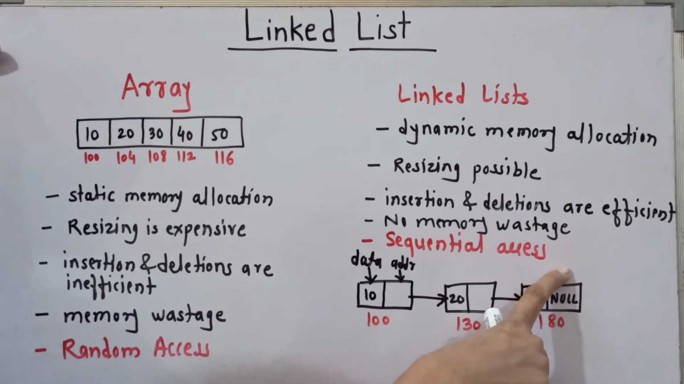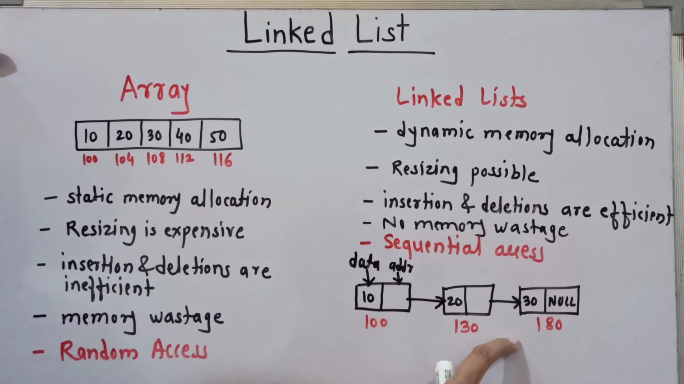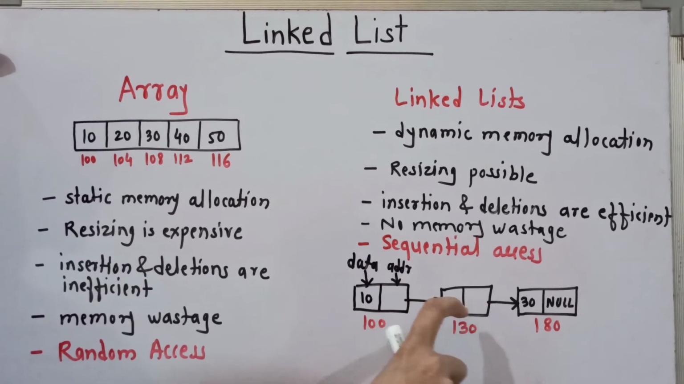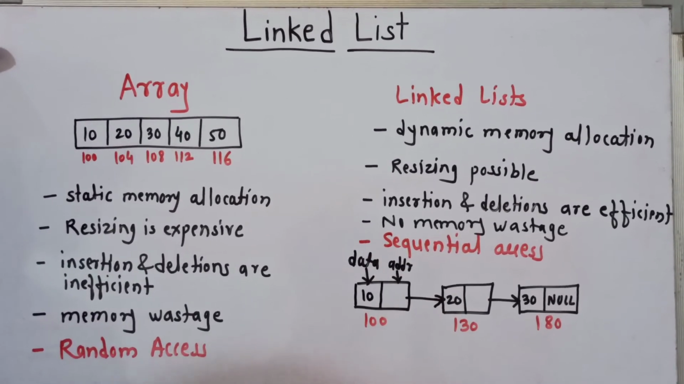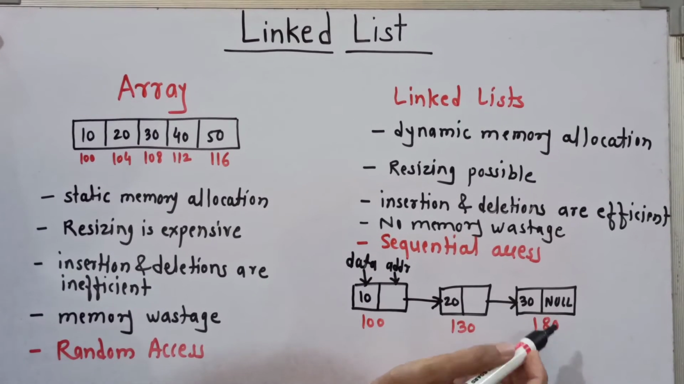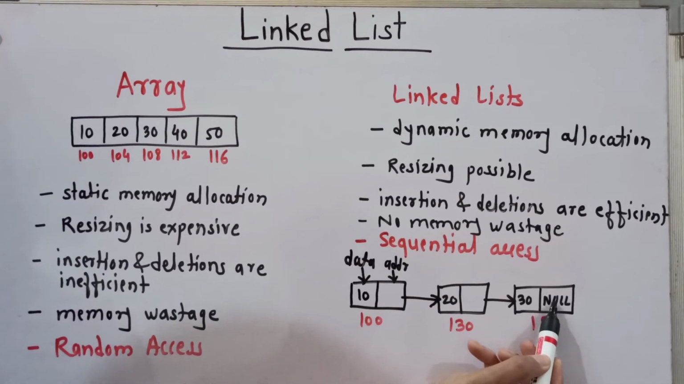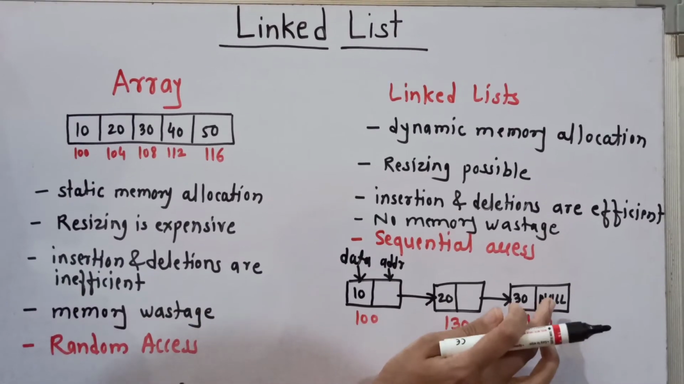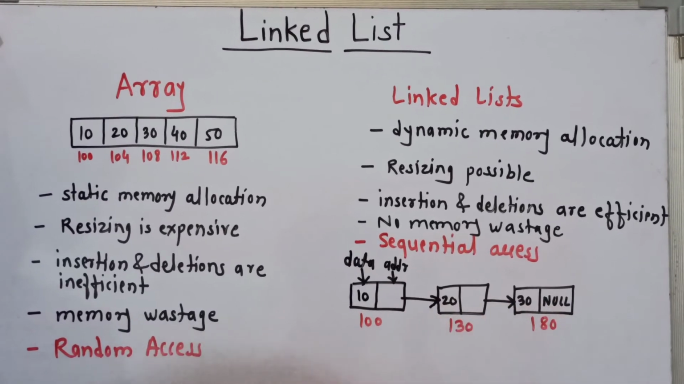And this is a single linked list because the arrow, or the direction, is only in the forward direction. In a single linked list, the last node's address field is always null, which indicates the end of the linked list.